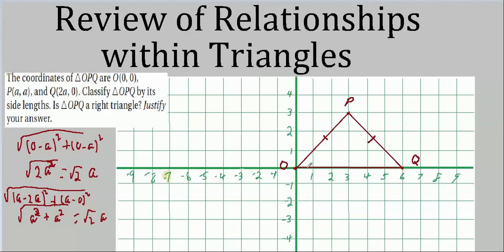And then wherever we stop, our q is going to be double that. So there's no way we can ever make this line congruent to these two. So it is isosceles, and no matter how we choose a, it will be isosceles. And no, it's not a right triangle.